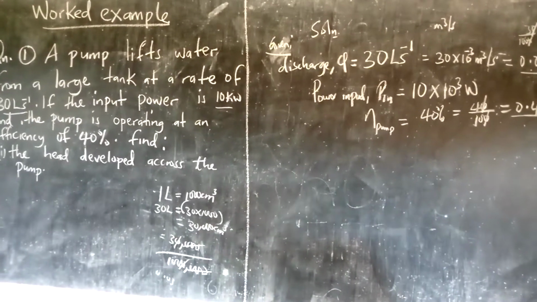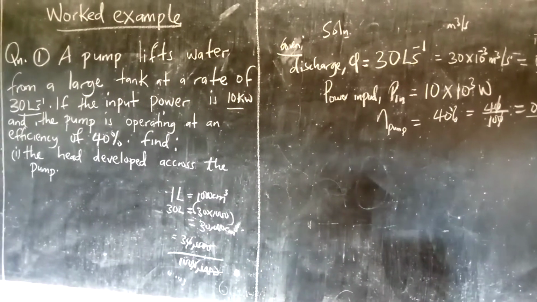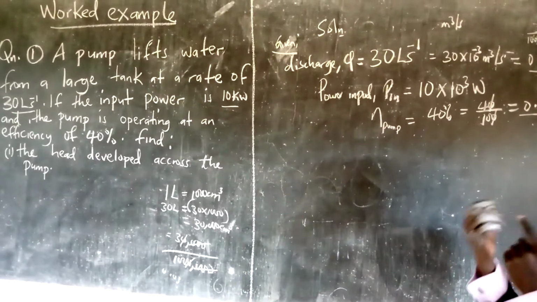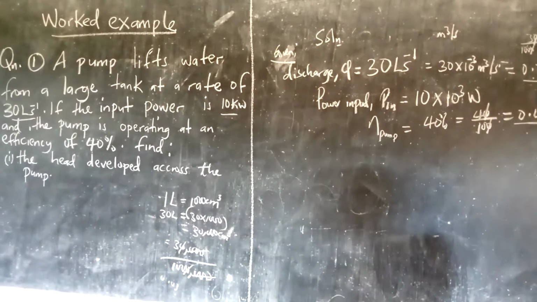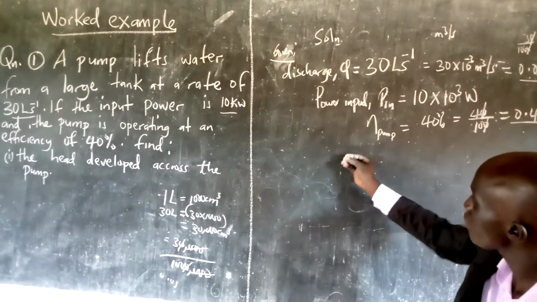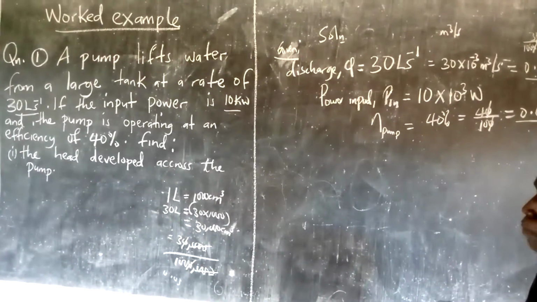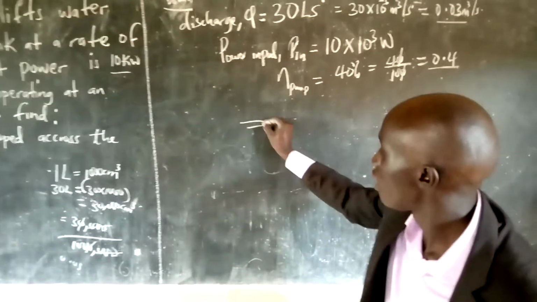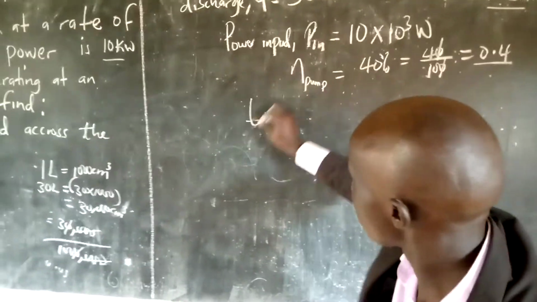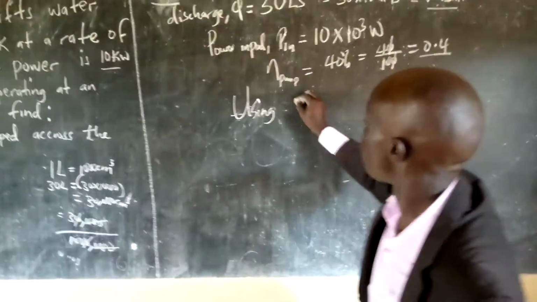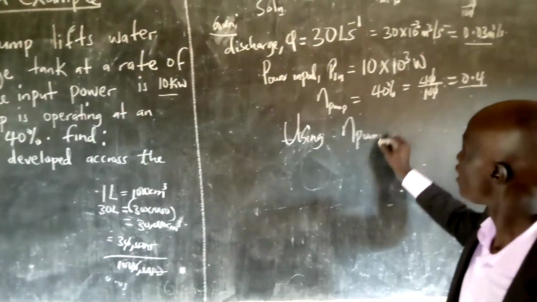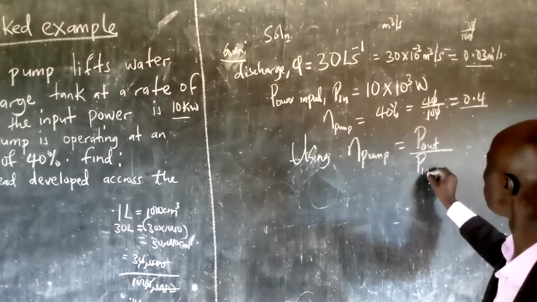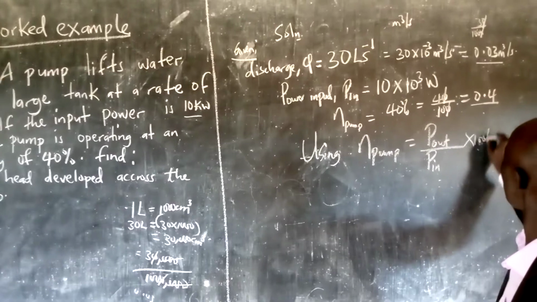So what are they asking? They're asking for the head developed. The head is H, which was D; I changed it to H because the pump pumps water and develops a head. You can pick from the formula for the efficiency of the pump. Since I've derived it, I'm just going to quote it. Using the efficiency of the pump, it is equal to the power output divided by the power input times 100%.